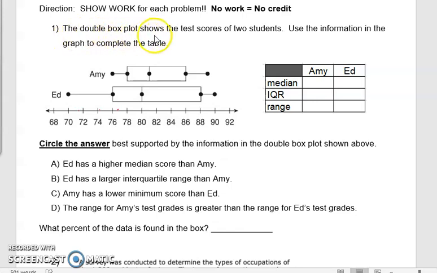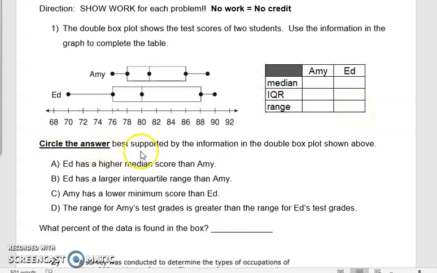The double box plot shows the test scores of 2 students. Use the information in the graph to complete the table. Here's Amy, here's Ed. Find the median for both, the interquartile range for both, and the range for both.